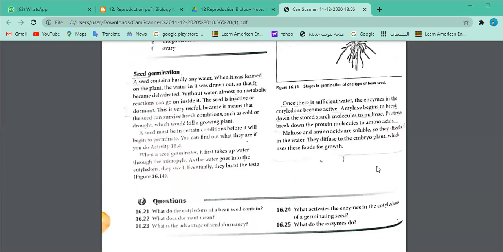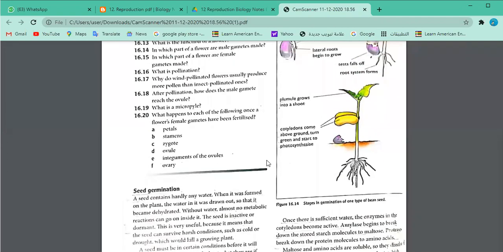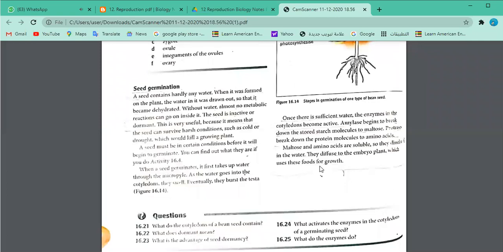Okay, eventually the testa will burst and fall off. As you remember, the cotyledon is growing, it has absorbed water. The radicle is producing roots. For radicle, you could say R for roots, radicle. And plumule is for shoots, you could say the plant itself. I think, yeah. They are saying that once there's sufficient water, so make sure that you have sufficient water.